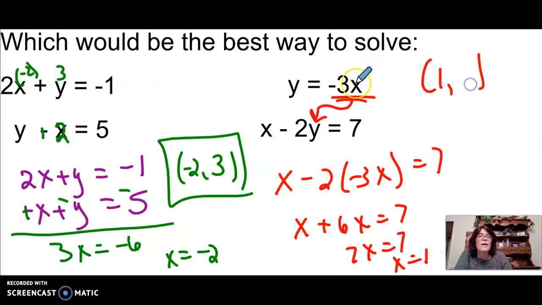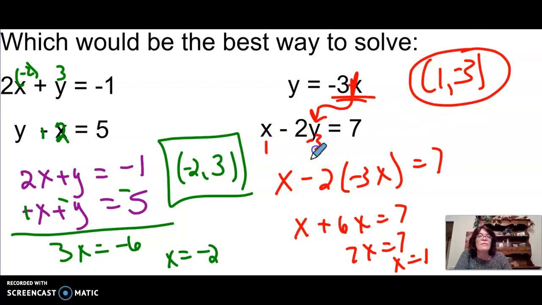All right, and what's y? Well, -3 times 1, -3. I'll double check that 1, -3 works here. 1 minus -6, that's 1 plus 6. Yep, that's 7.